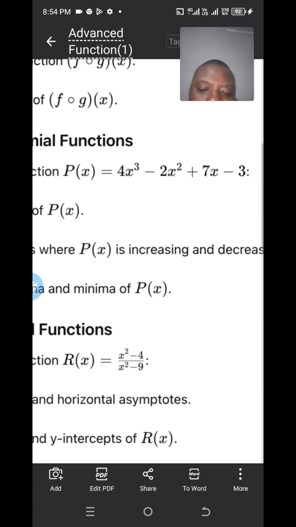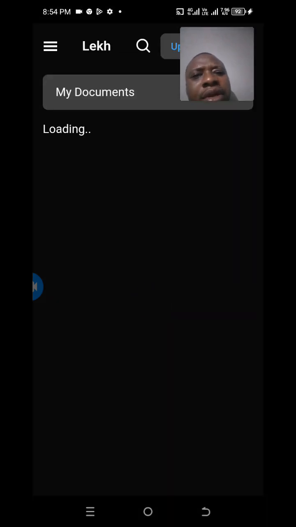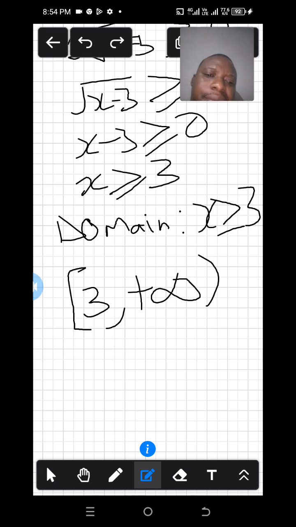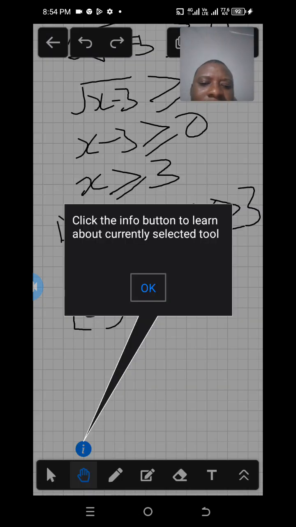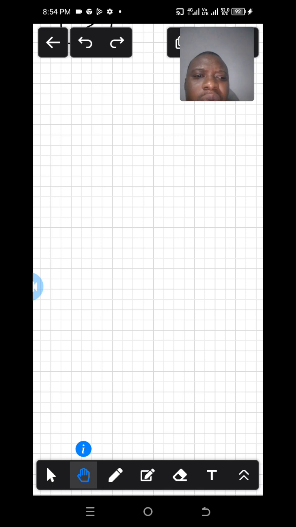So let's quickly rewrite the function, 4x cubed minus 2x squared. A critical point is a point where the differentiation or the gradient is 0. So in order to get that, we need to find the derivative of the polynomial.